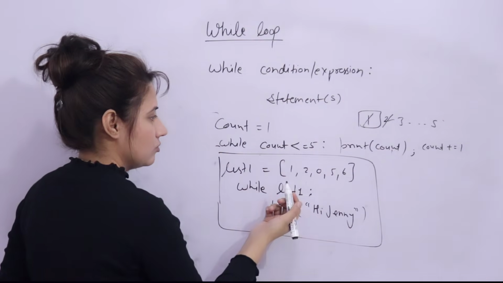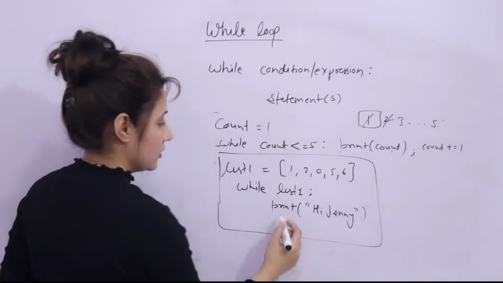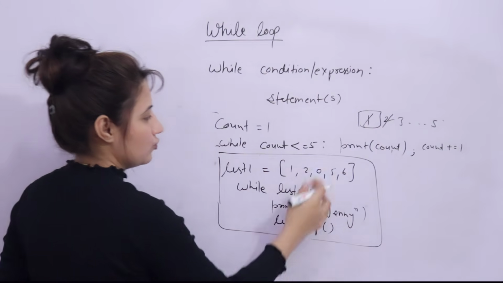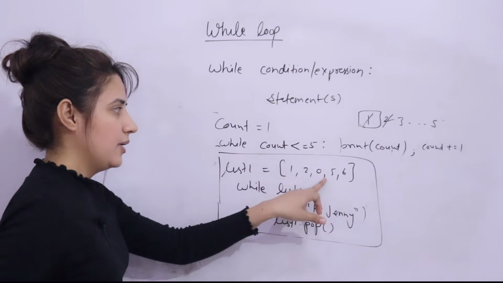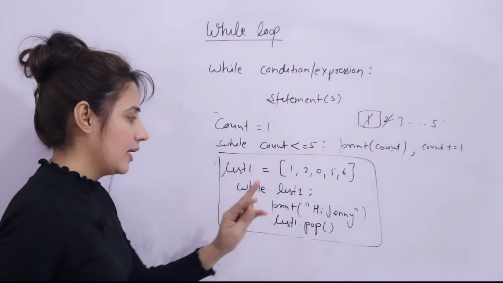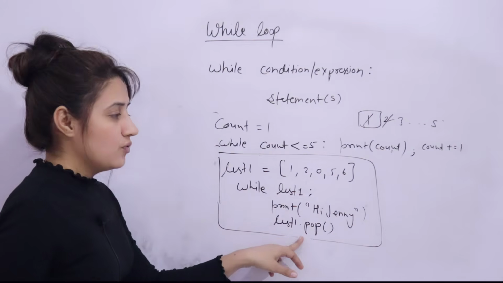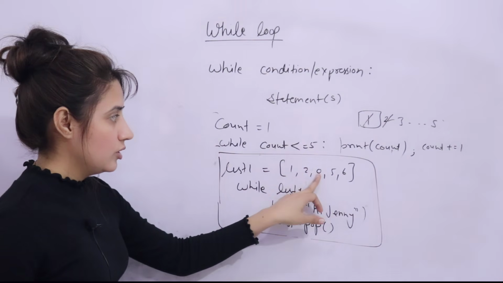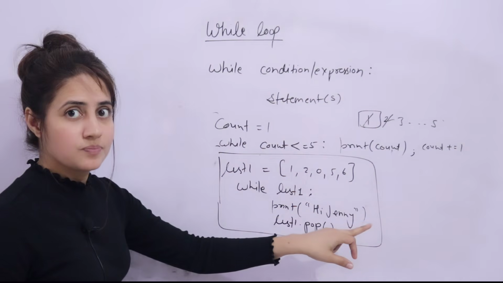That's it. I have told you when we were discussing list, we have a function pop. This will pop any element from this list, and this will also return that element. So if you want to print, you can print that element also. So now at this point of time, how many times would Jenny be printed? Hi Jenny, 5 times. 1, 2, 3, 4, 5, because there are 5 items, right?